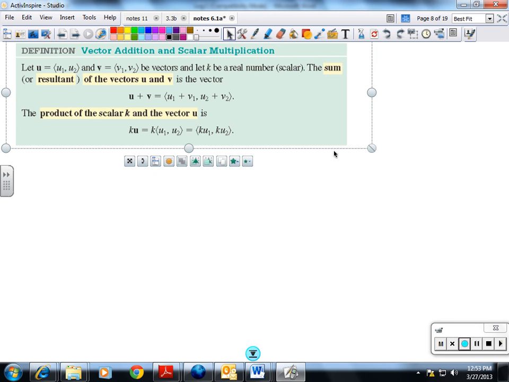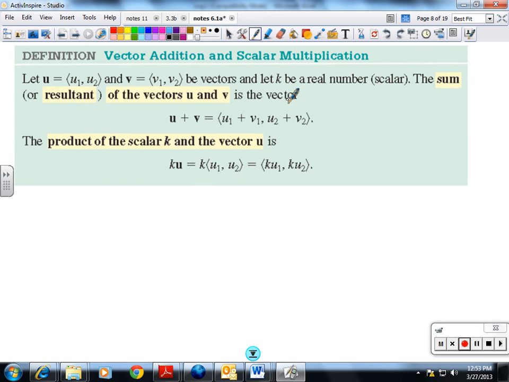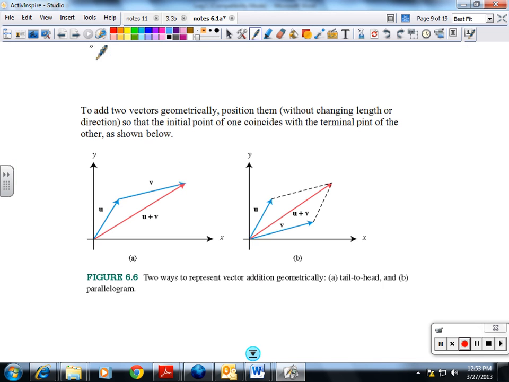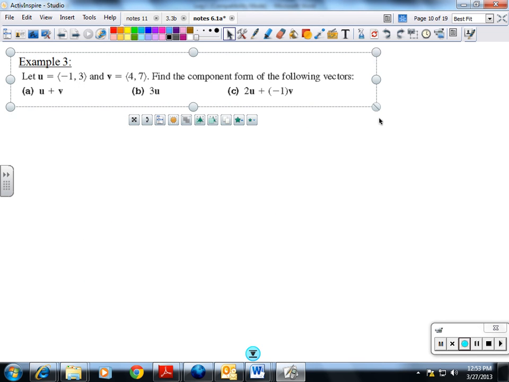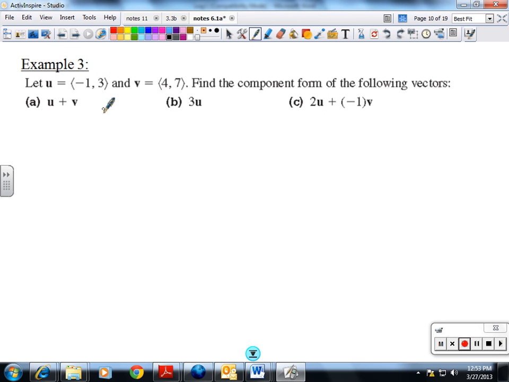Vector addition and scalar multiplication. This just says that you can add vectors together or multiply vectors by a number. To add two vectors together, you usually add head to tail, or you can draw another triangle with them, or a parallelogram. To do u plus v, we just literally add the components: negative 1 plus 4, and the y value is 3 plus 7. So that's (3, 10).